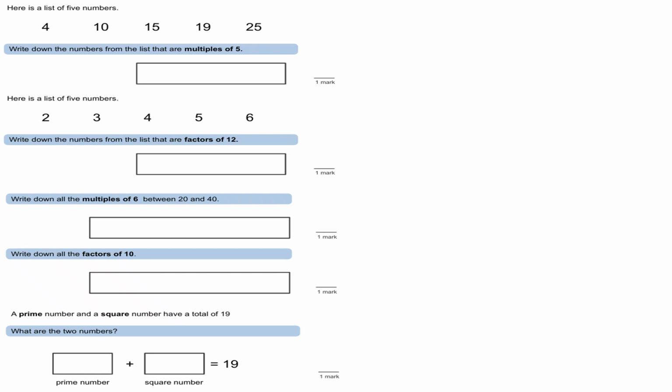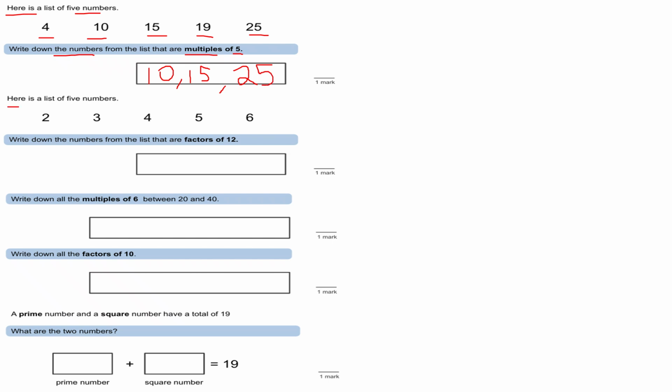Okay, so here is a list of 5 numbers: 4, 10, 15, 19, 25. Write down the numbers from the list that are multiples of 5. So in the 5 times tables, that will be 10. Because it's saying numbers, because it's plural, so 10, 15, and 25. If it ends in a 5 or a 0, it's in the 5 times tables. Multiples just means the times tables of a number.